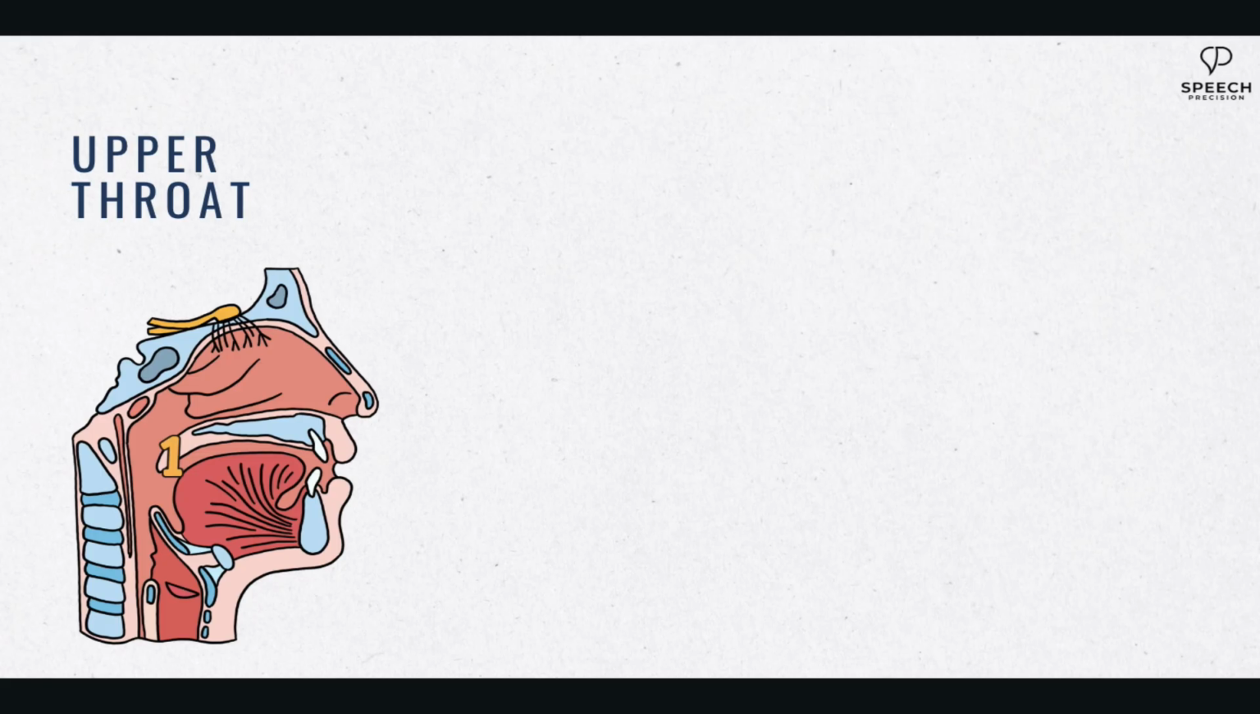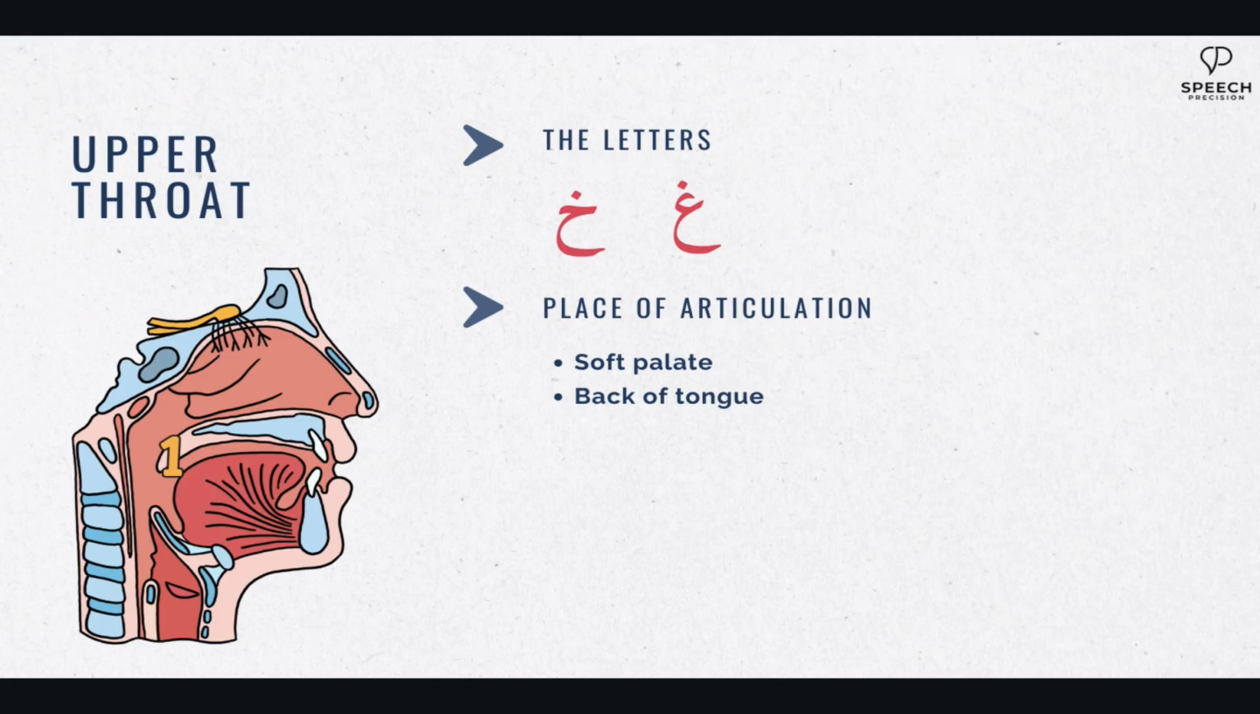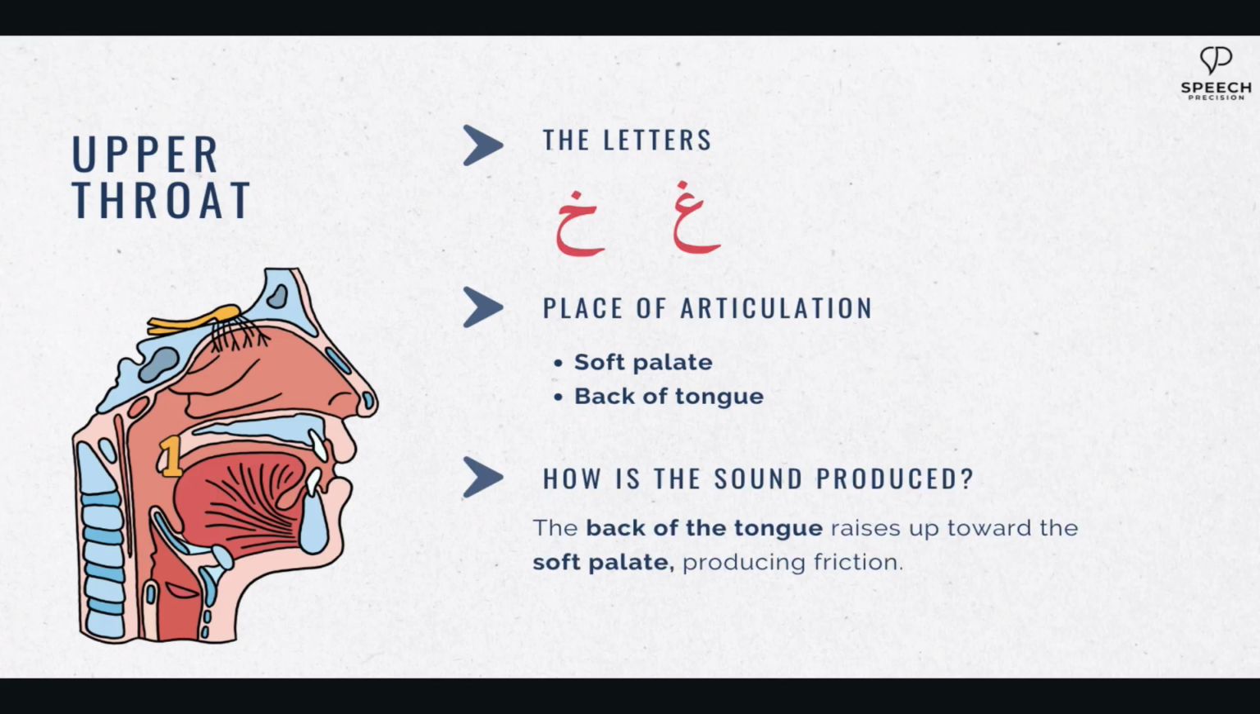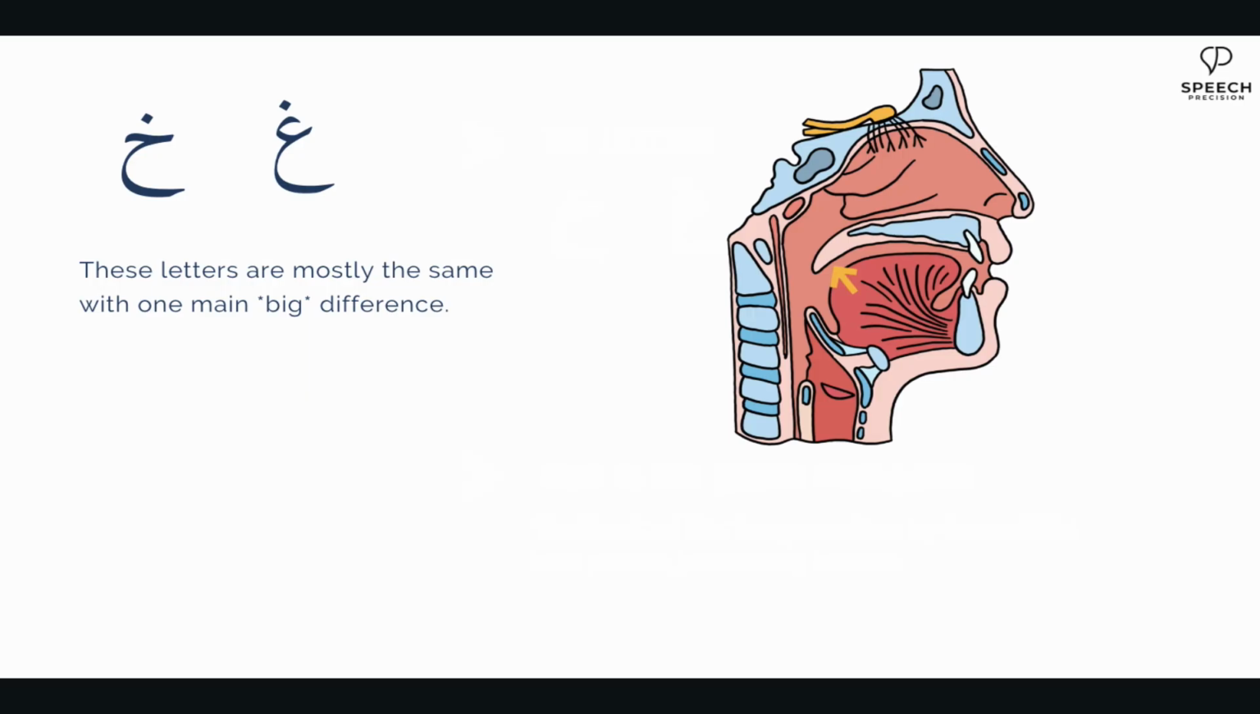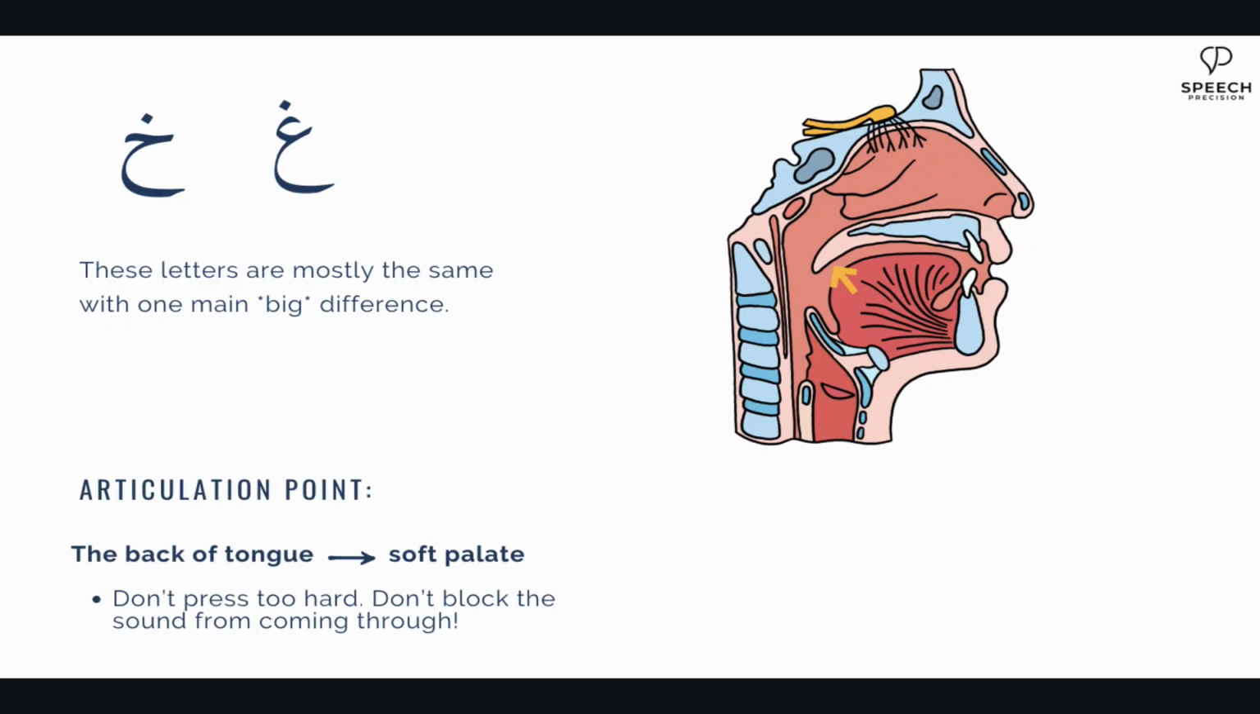The letters that come from the upper throat are ghayn and kha. The upper throat is at the level of the soft palate and the back of the tongue. And these 2 sounds are produced by raising the back of the tongue up toward the soft palate, producing friction as the sound comes through. The ghayn and the kha are mostly the same, but they have one big difference. So the ghayn and the kha have the same articulation point. The back of the tongue goes up towards the soft palate.